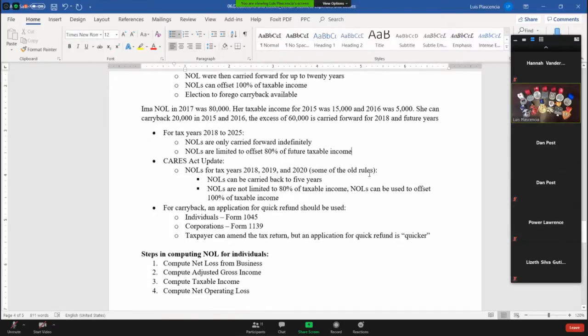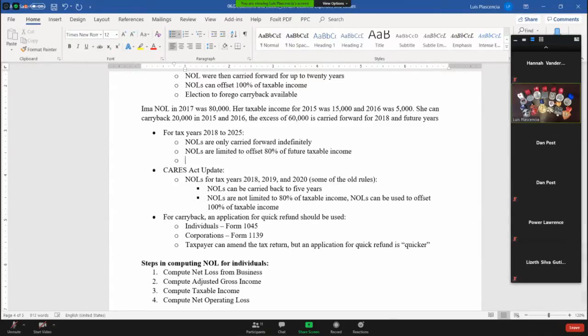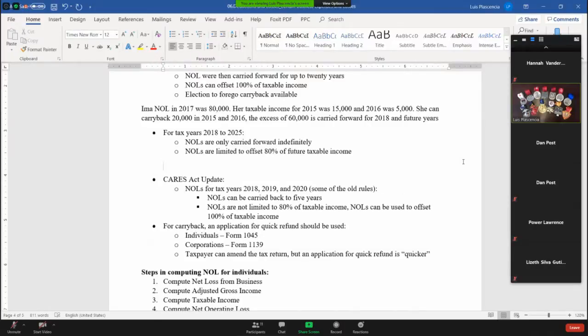And this is part of the Tax Cuts and Jobs Act. So for 2018 to 2025, NOLs are carried forward indefinitely, no carryback, so only carry forward. And then NOLs are limited to 80% of future taxable income. And that's pretty much it. But as you know, this is going to be a bit tricky because I'm going to tell you right now that you should forget everything I just told you. So let's use this set of facts.